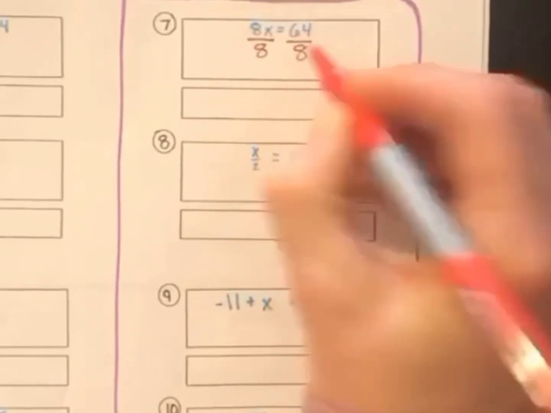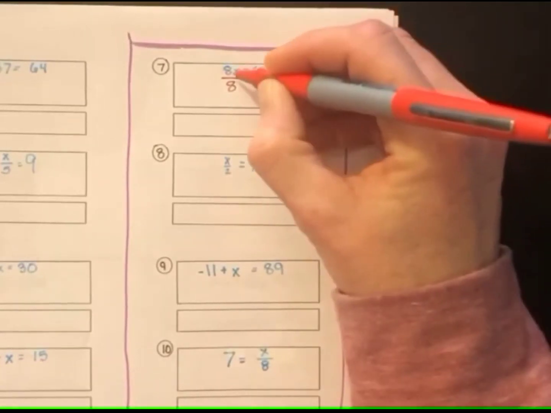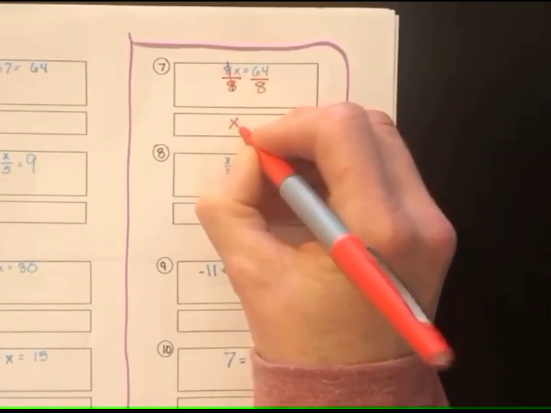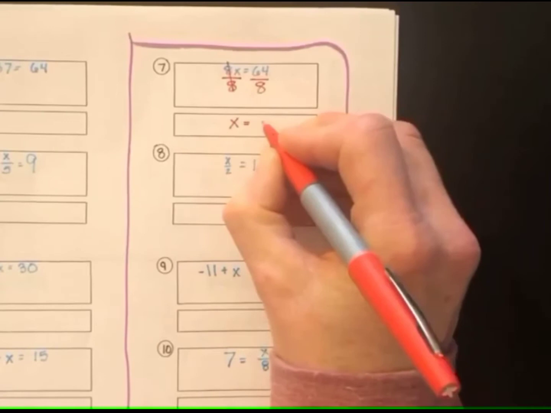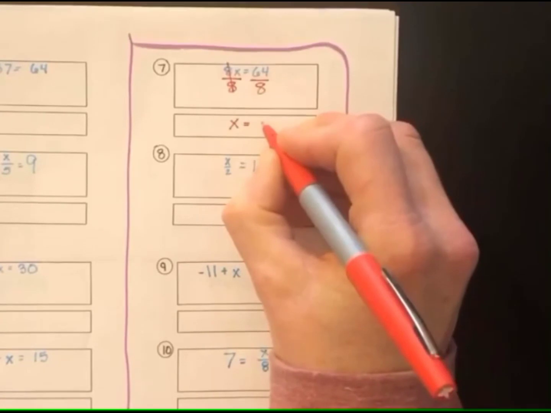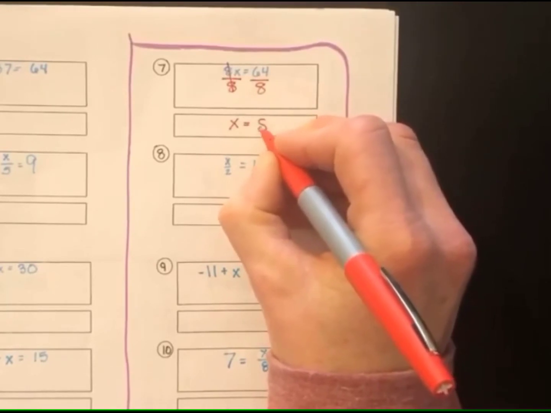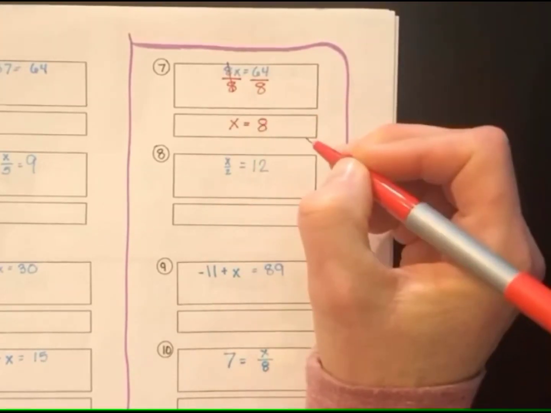When we do that, it cancels out the 8 and you're left with x equals, then we have 64 divided by 8. And that gives us 8. Your final answer is x equals 8. Therefore, if you go back and substitute, 8 times 8 is 64.